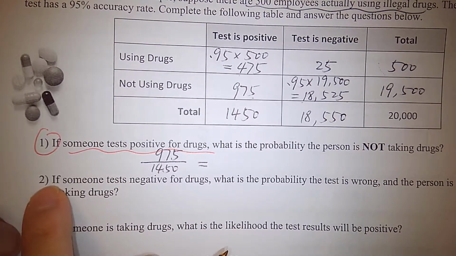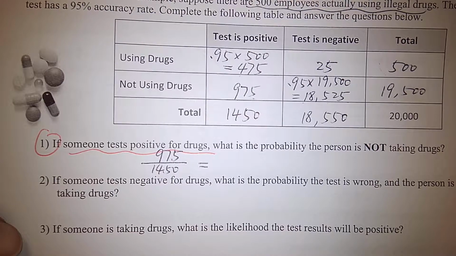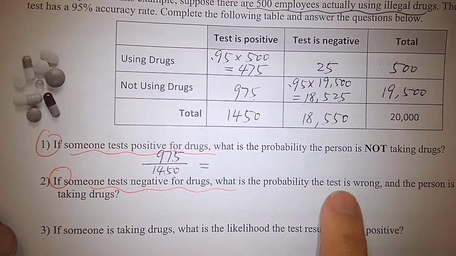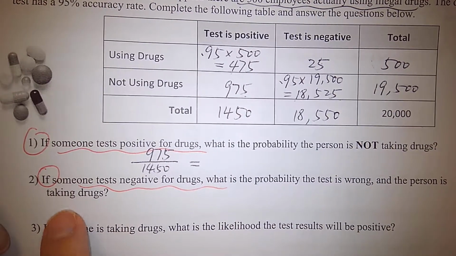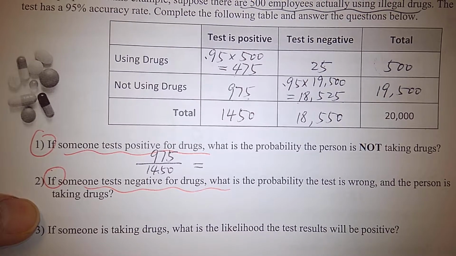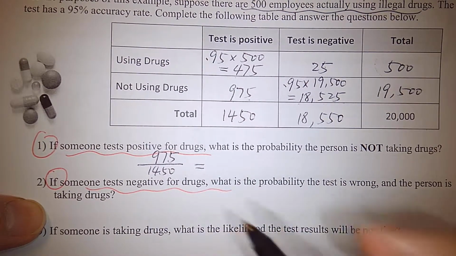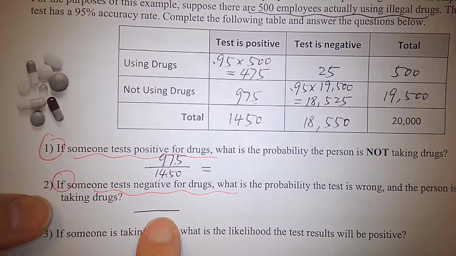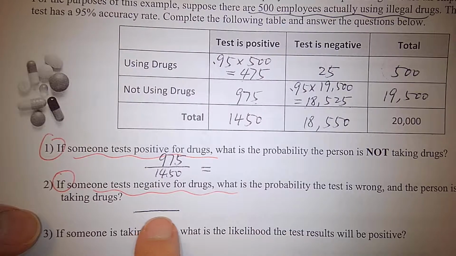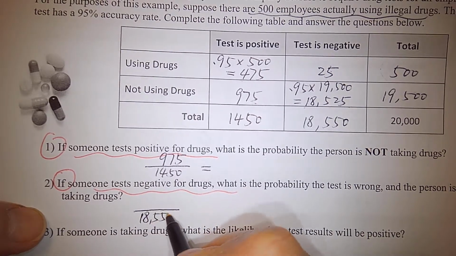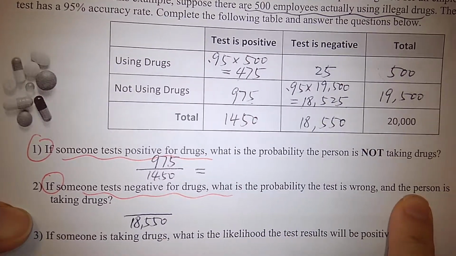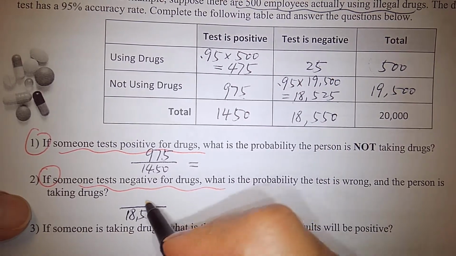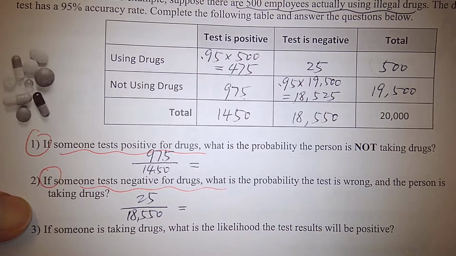Question 2. If someone tests negative, what is the probability the test is wrong and the person is taking the drug? So how to set up this probability? Can anyone tell me what's going to be the denominator? 18,550, okay? On the top, it is going to be what? Person taking the drug, right? 25, right? 25. Get a number there.